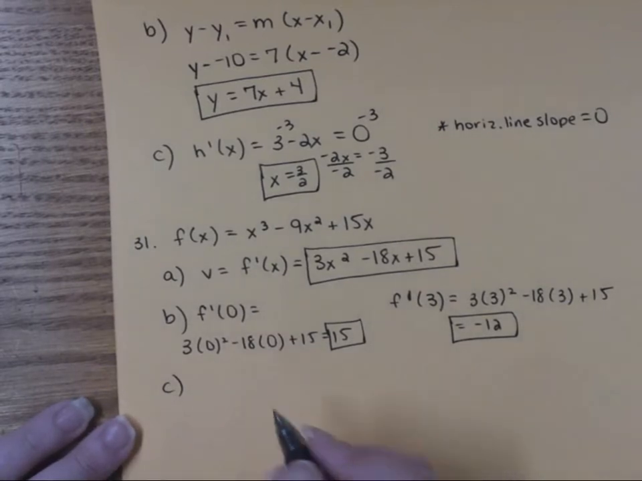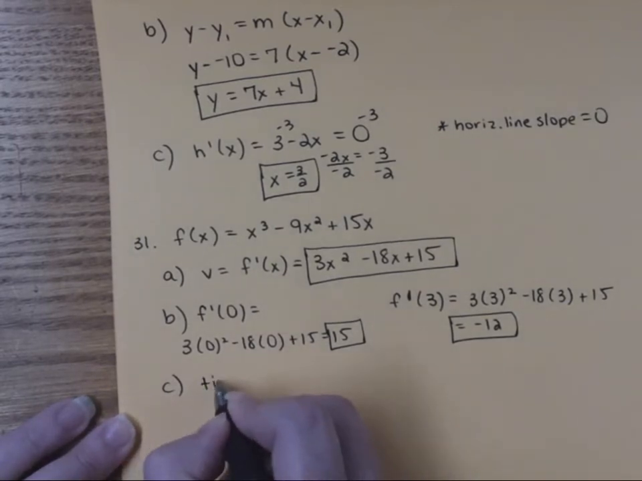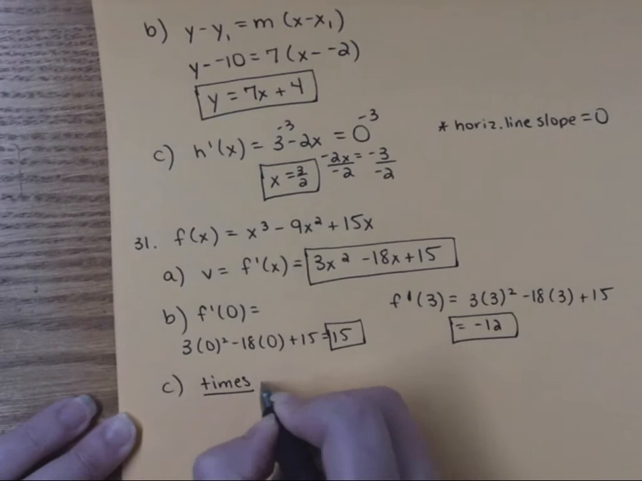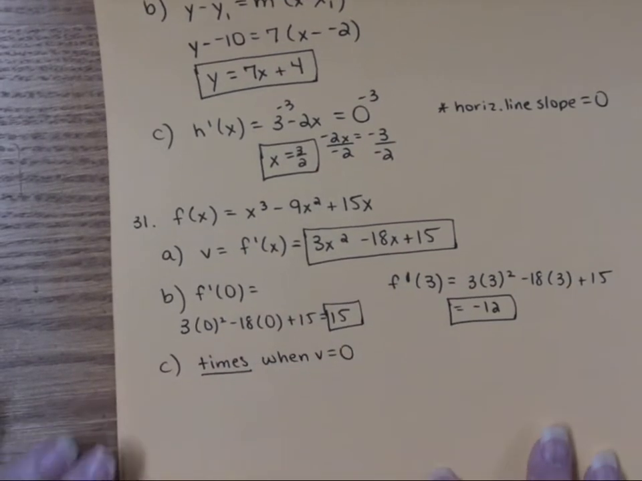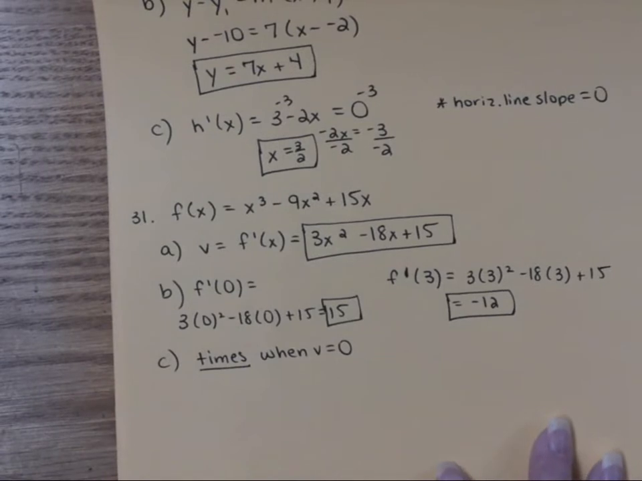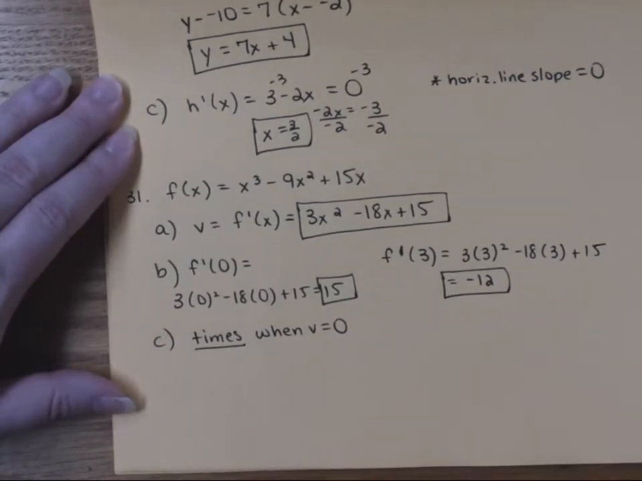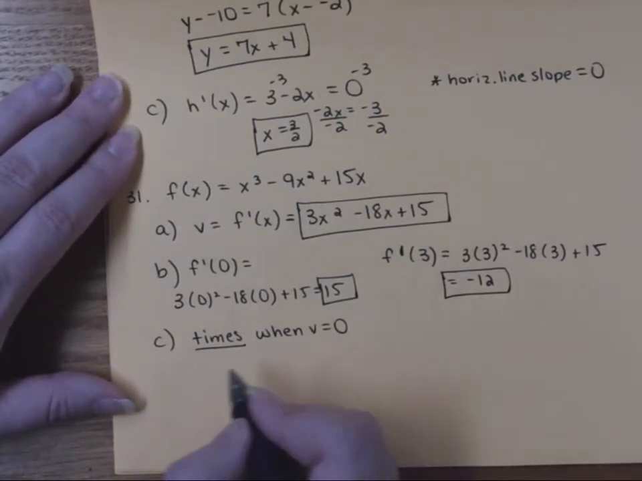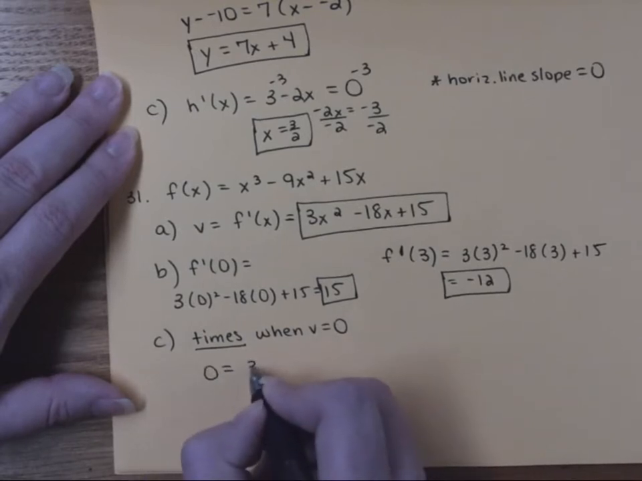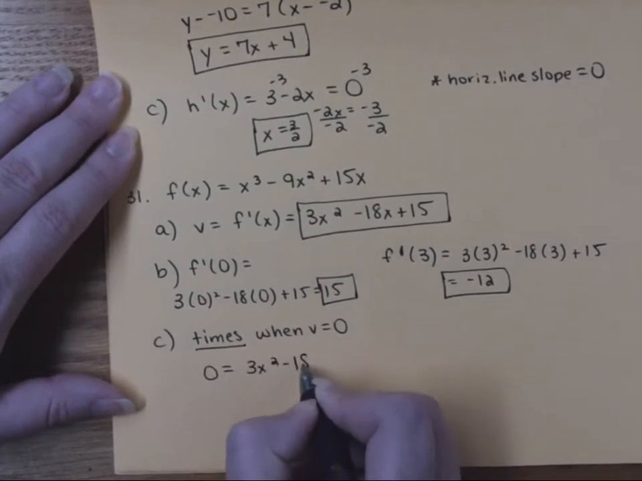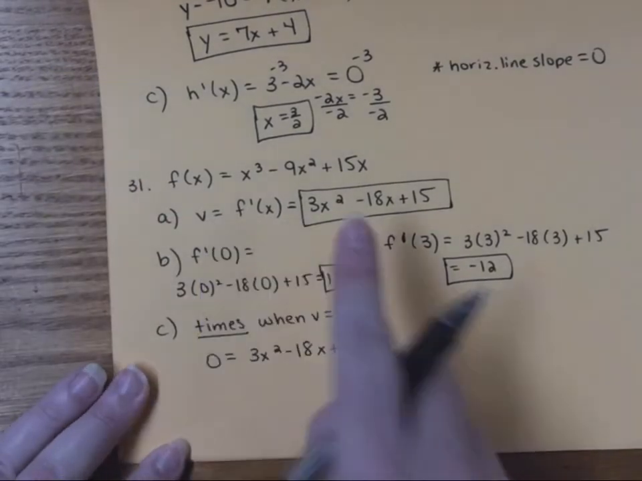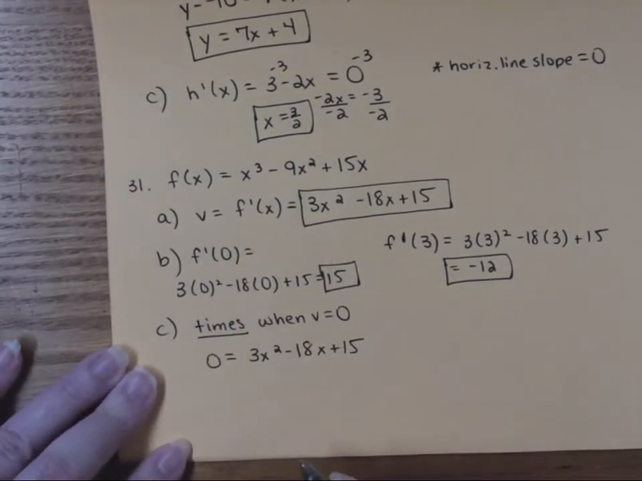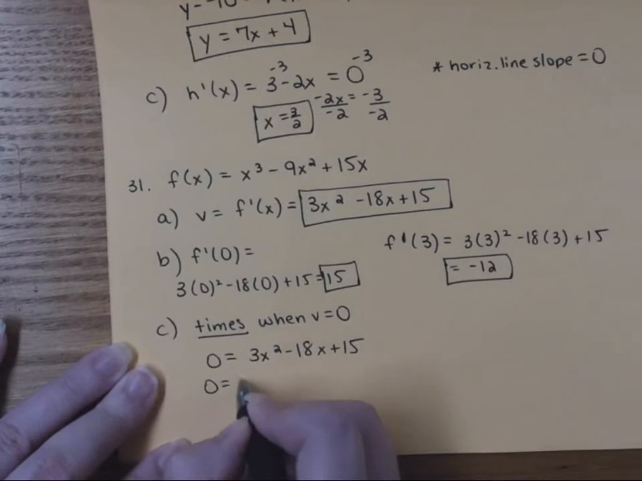And then lastly, find the times when v is 0. In other words, you're supposed to be finding t, or x in this case. Usually the problem would have t in it, but I used x. So in other words, I'm saying set the derivative equal to 0, because that's what v is, right? v is the derivative equation. So this just involves a little bit of algebra. You just need to factor.